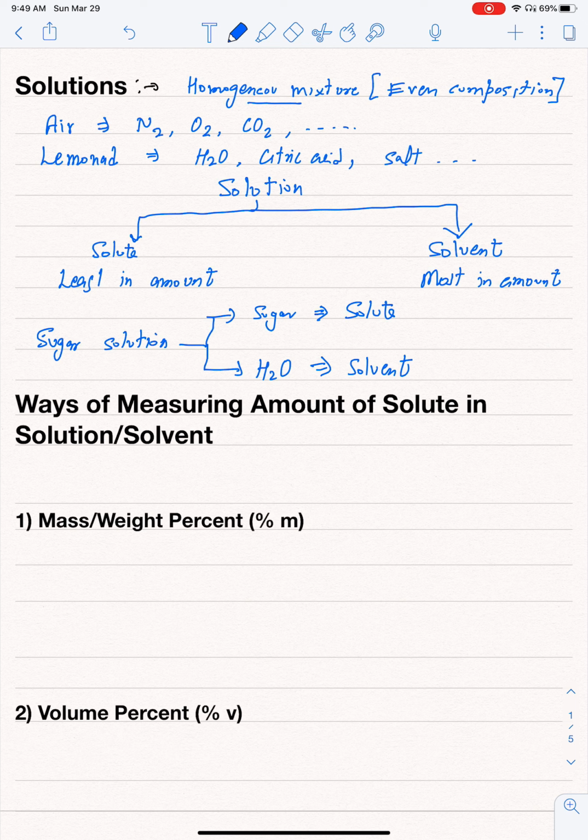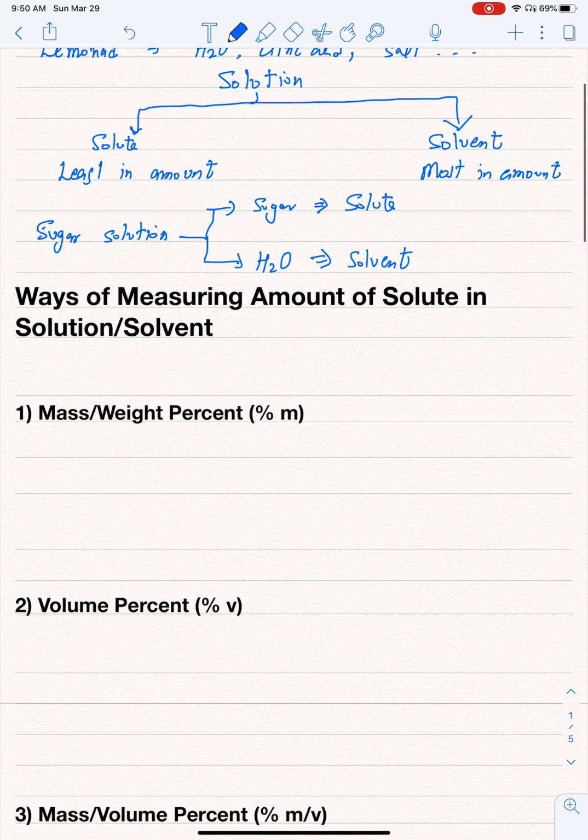Now, when we talk about how we can measure the amount of solute in the given solution, we're talking about different ways of measuring concentrations, and there are actually multiple ways of measuring concentrations. At the end of the day, we may not use all of them very often. There are a couple of them that are used a lot, but that doesn't necessarily mean you don't use other ways of measuring concentrations at all. So let's start with the mass percent.